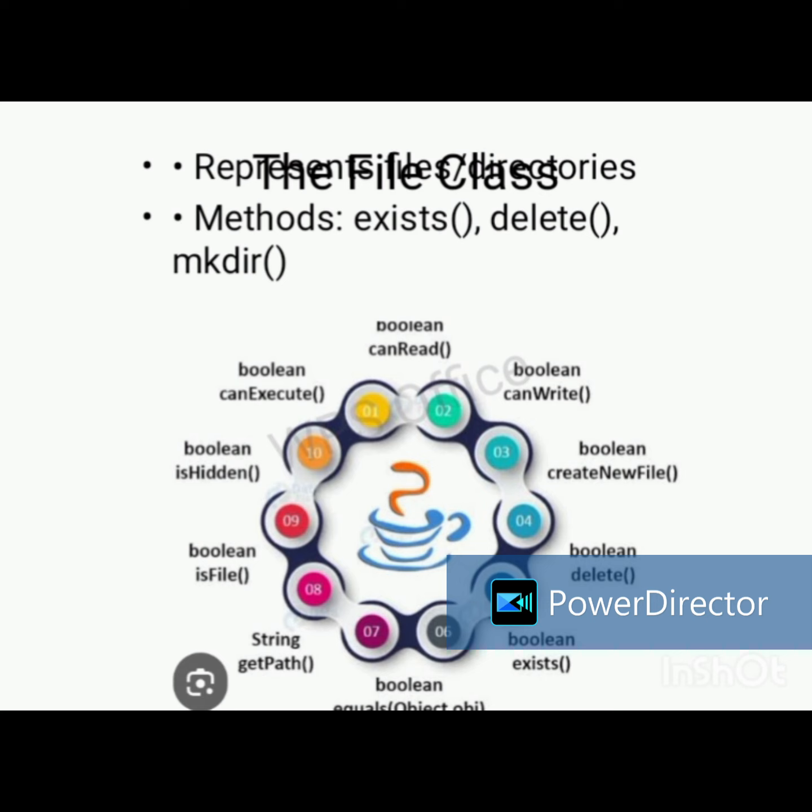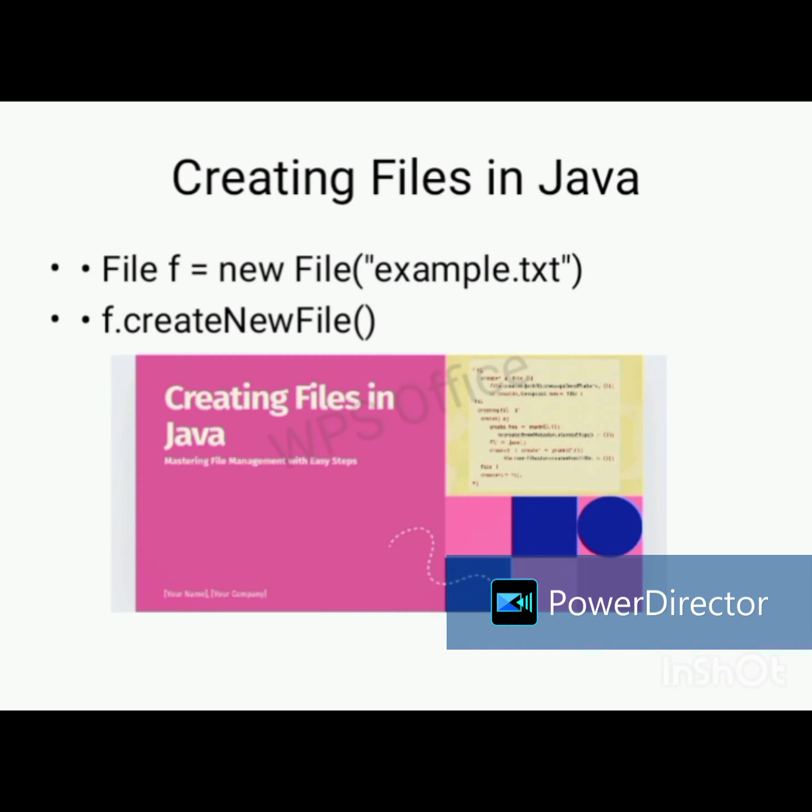Common methods of the File class include: delete() deletes the file or directory. mkdir() creates a directory. length() returns the size of the file in bytes. getName(), getPath(), and getAbsolutePath() provide file path details. isFile() and isDirectory() show the difference between a file and a directory. The File class is essential for validating file paths, checking existence before reading or writing, creating directories for output storage, and navigating file systems.